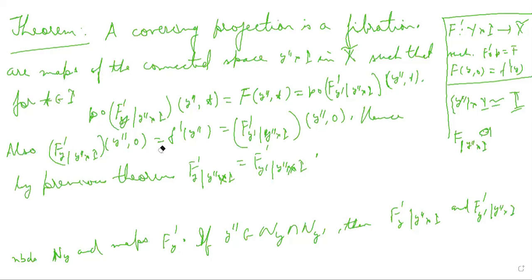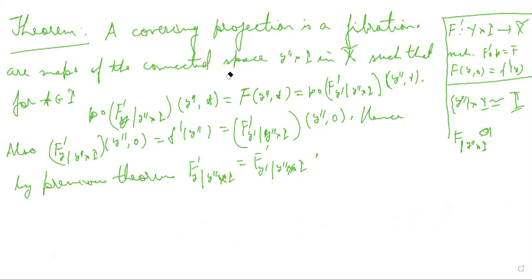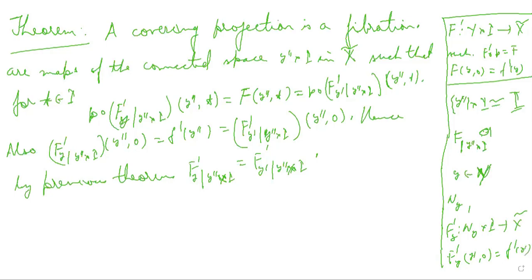So what we have actually, for every y belonging to capital Y, is an open neighborhood N_y of y and a map f_y prime from N_y cross I to X tilde such that it is a lift of capital F restricted over N_y cross I, and it agrees with f prime on small f, and we have f_y prime applied over (y prime, 0) equal to f prime y prime. Okay.